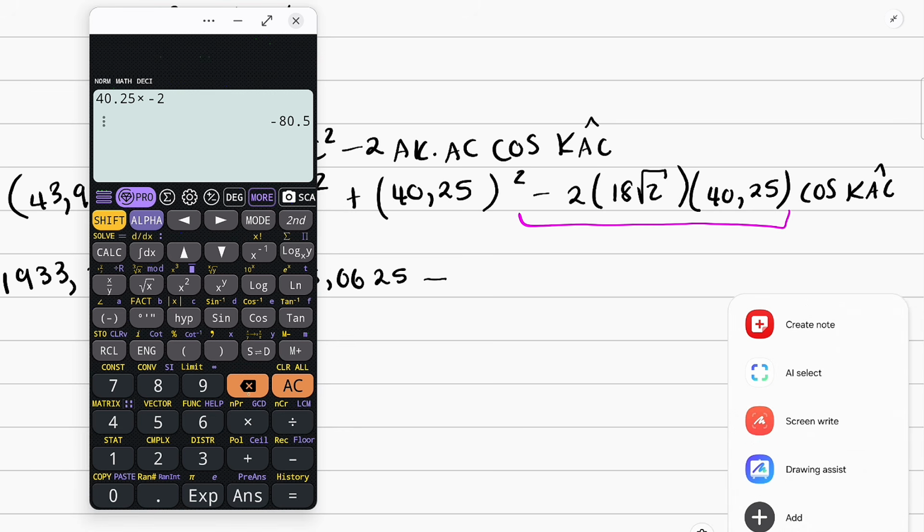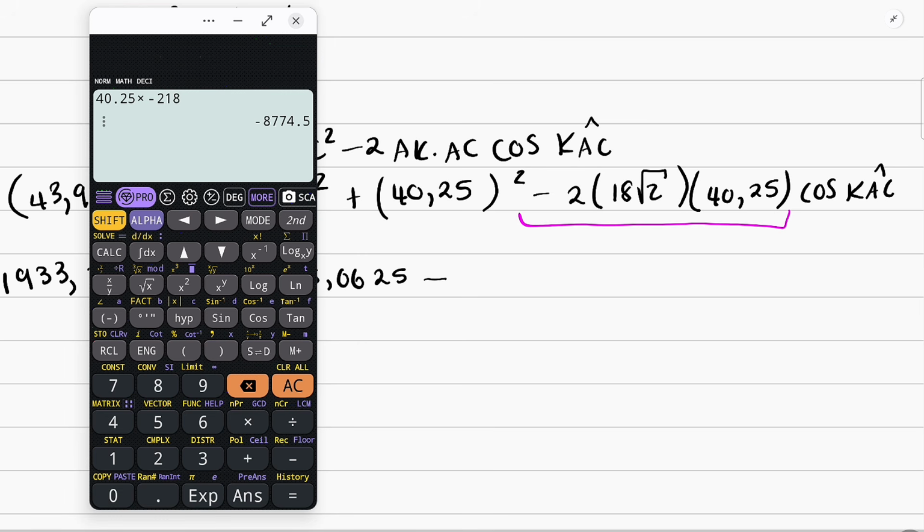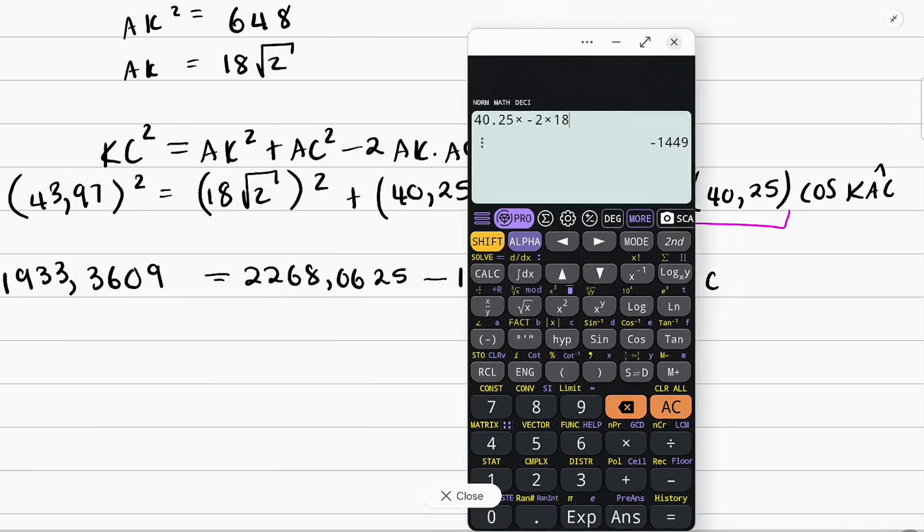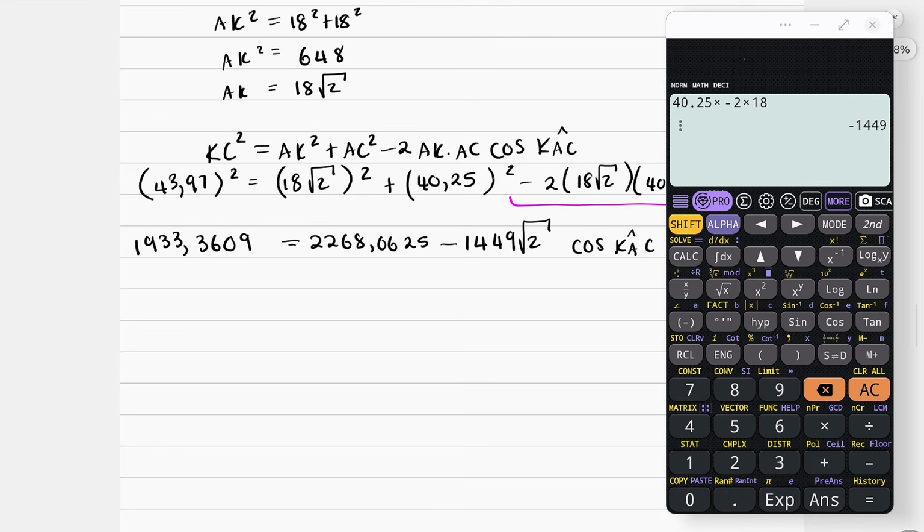Then multiply by the 18. And then that way, this is what we get, times 18, okay? We get negative 1449, then square root 2, okay? So there, all the numbers have been multiplied. That with the negative 2 and then the 18, okay? Because we shouldn't have decimals yet, since we still have to solve for that angle. Okay, so this is what we have.